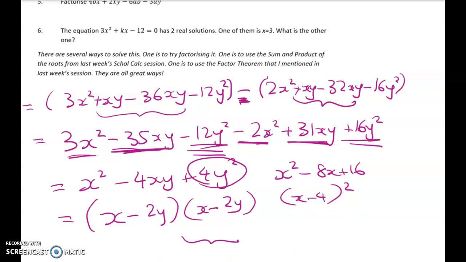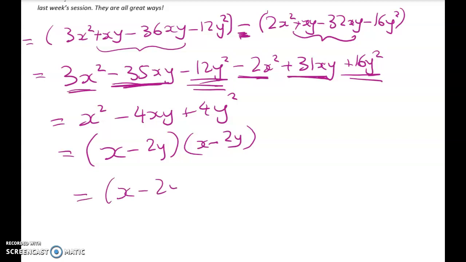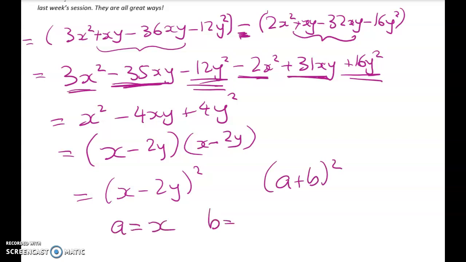So this is what the question's asking us to do. That gives me equals x minus 2y squared. And we were asked to put it into a plus b squared form, so we could say a is equal to x and b is equal to negative 2y. Good. Okay, what's left?